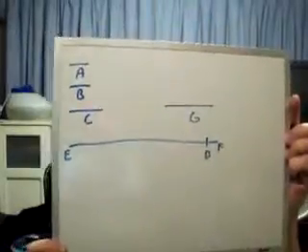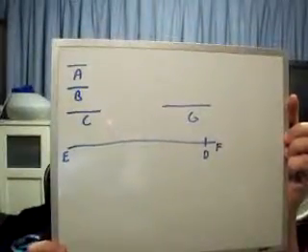This is Euclid Book 9, proposition number 20. And it says prime numbers are more than any assigned multitude of prime numbers. Here's your diagram, folks. Okay, let's go through this.